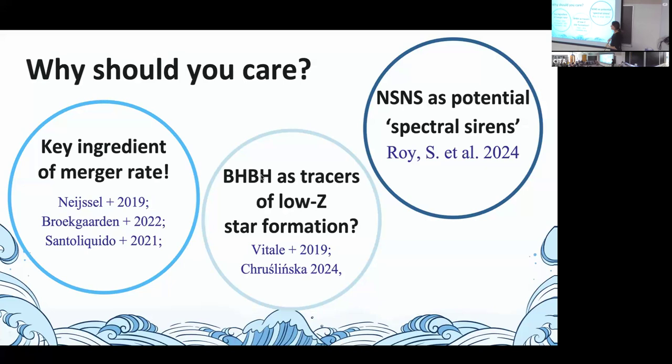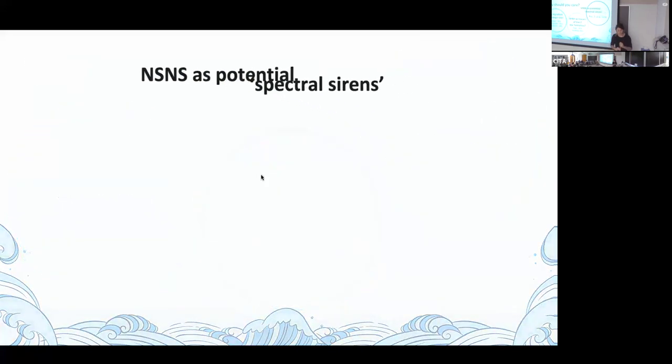Same kind of idea: if these binary black holes really only form at the lowest metallicities, that means they are really good tracers of low metallicity star formation, which is quite unique because most things don't trace low metallicity star formation. And lastly, if the binary neutron stars are indeed much less sensitive to this metallicity, then that also helps to make them potentially good candidates for spectral sirens.